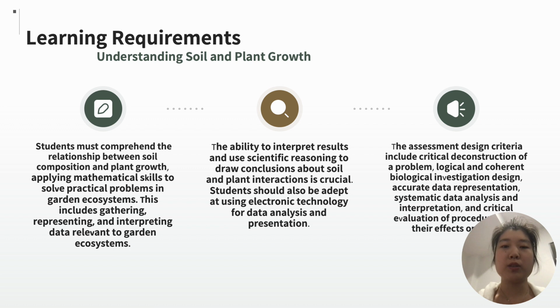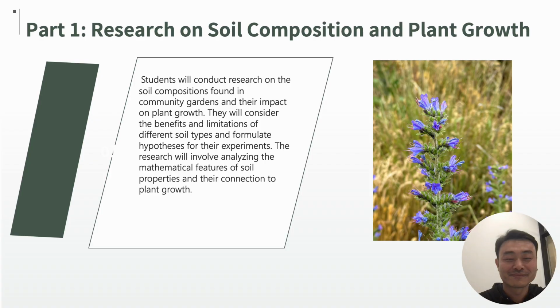For Part 1, students will conduct research on soil composition in community gardens and their impact on plant growth. They will consider the benefits and limitations of different soil types and formulate hypotheses for their experiments. The research will involve analyzing mathematical features of soil properties and their connection to plant growth.